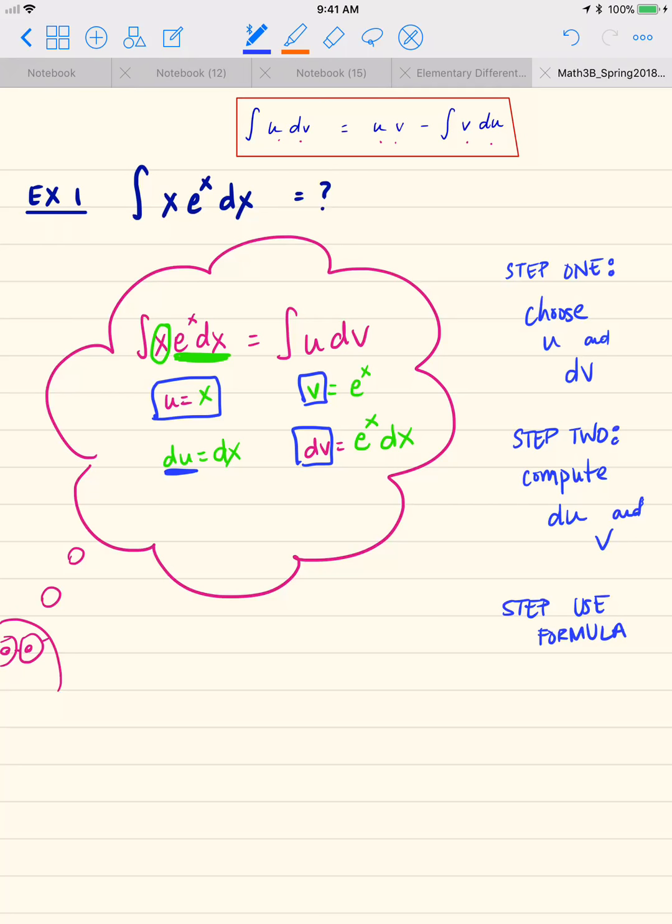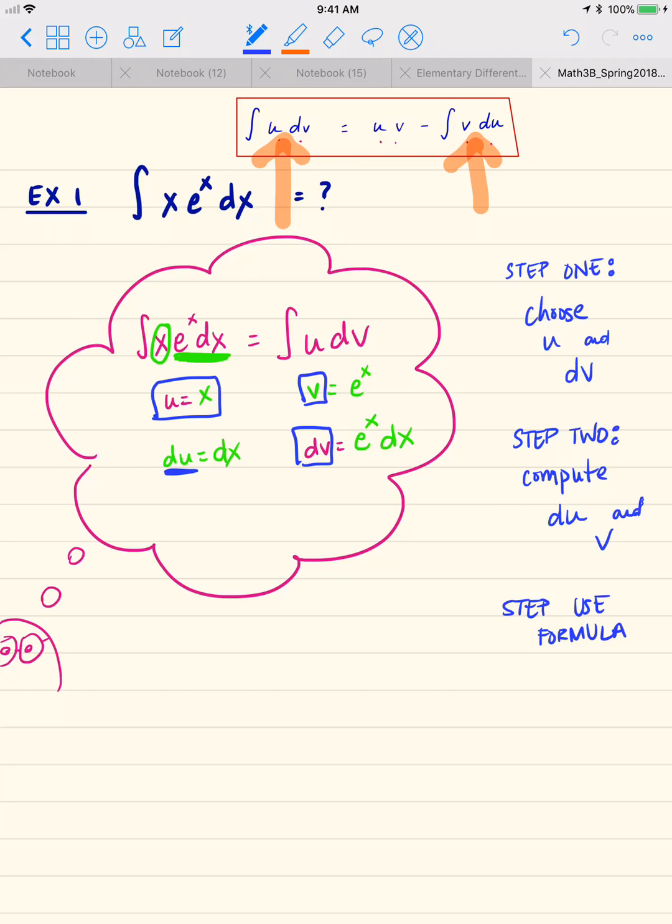traded in your original integral for an integral that is easier to solve. So here's the idea: this one is the original integral, and you're going to trade it in for this integral. You will still have to compute an integral, but the integral that you have to compute should be easier to compute than your original integral. So let's see how this plays out with our first example.